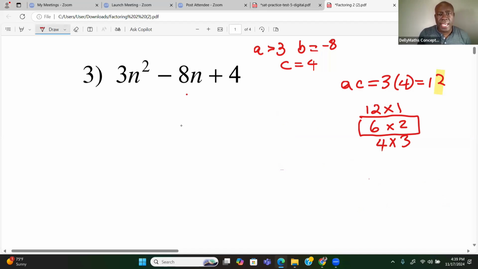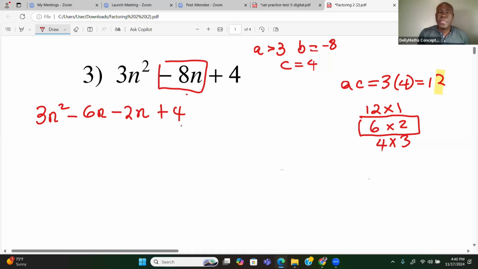So we're using negative 2 and negative 6. So we'll have 3n squared minus 6n minus 2n plus 4. Again, those two numbers actually replace the negative 8. So because we have 4 terms, what we want to do now is group them and then factorize by grouping. So this is my first group, and this is my second group.